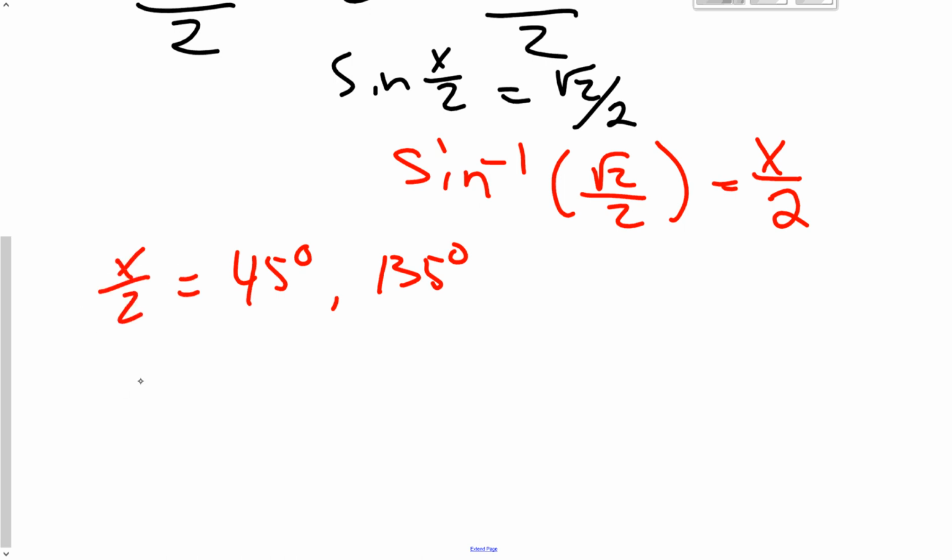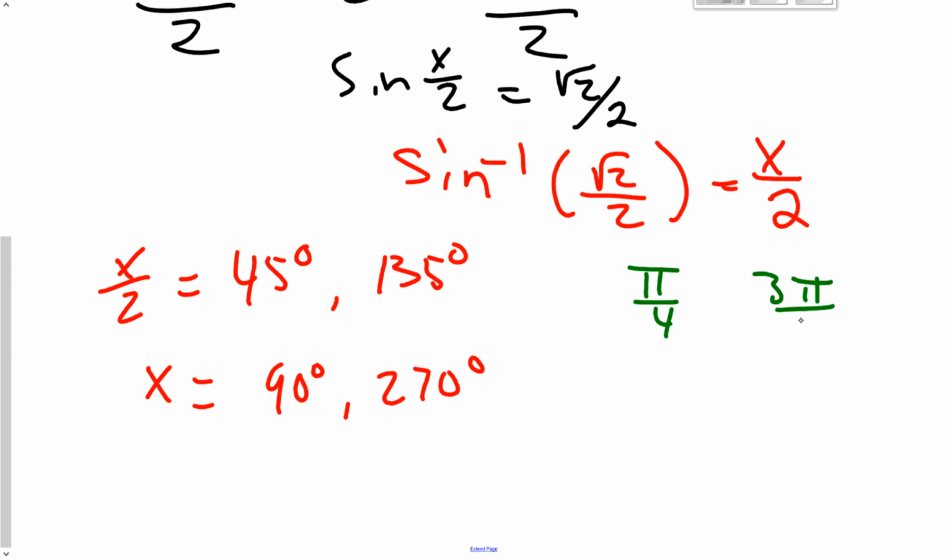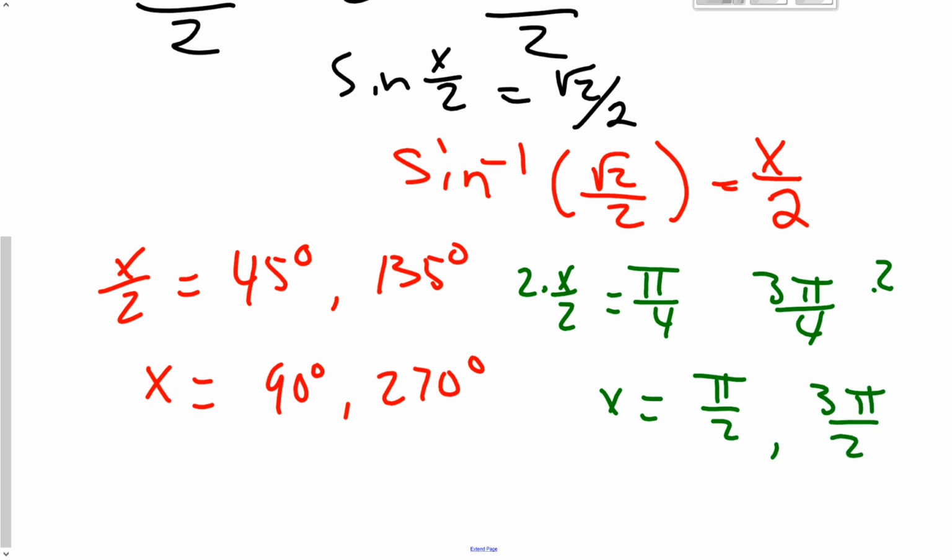So we multiply those by 2 to get rid of that 2 there, so we get 90 degrees and 270. So there are our answers in degrees, and then in radians, from 0 to 2 pi, it's pi fourths and 3 pi fourths. Then we multiply by 2 on both sides because it's x over 2, so x is equal to pi halves and 3 pi halves. So there you go, there's number 73.